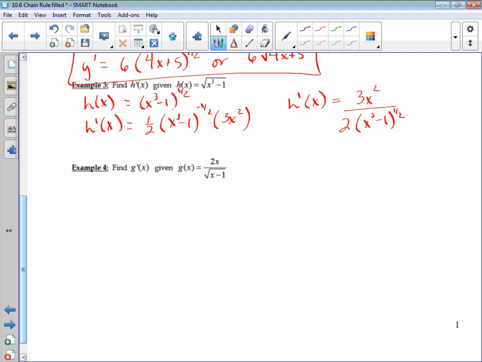Remember, you could rewrite this. So this could also be 2x times x minus 1 to the negative 1/2. So guys, I'm putting a couple things together here for you. You've got to do the product rule and you have to do the chain rule. Okay, so try, and then we'll go through it. We'll see how you did.